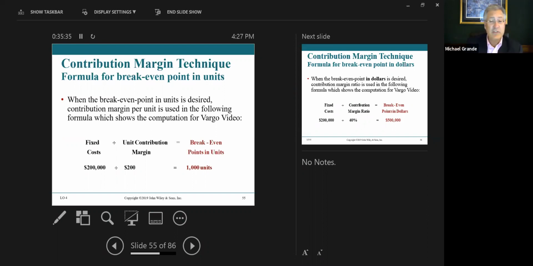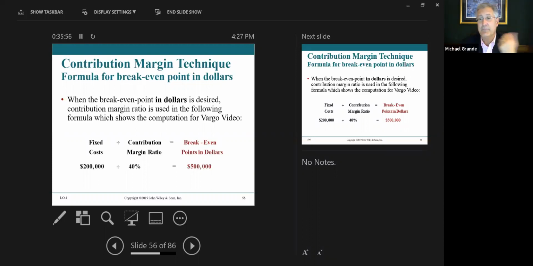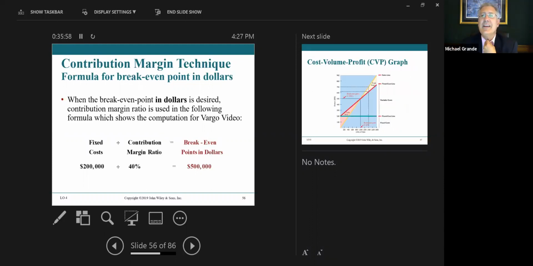So it's fixed cost of $200,000 divided by contribution margin per unit of $200. The break-even point is 1,000 units, right? Because 1,000 units times a contribution margin of $200 per unit equals $200,000, which is our fixed cost. Net income is 0. When break-even point in dollars is desired, so what is total sales revenue at break-even point, contribution margin ratio is used in the following formula. It's fixed cost divided by the contribution margin ratio.